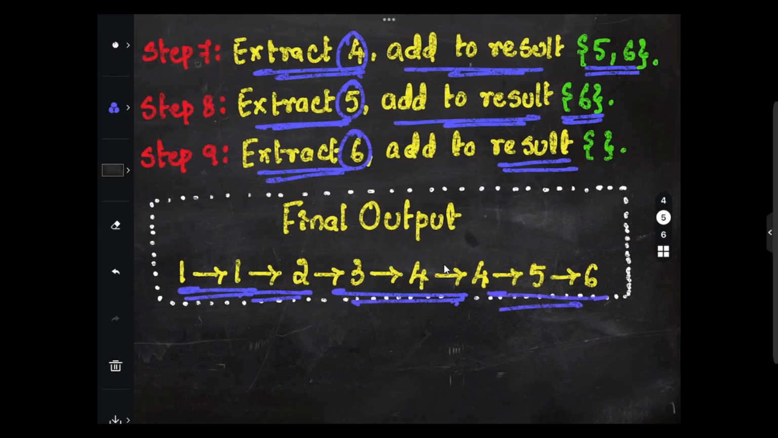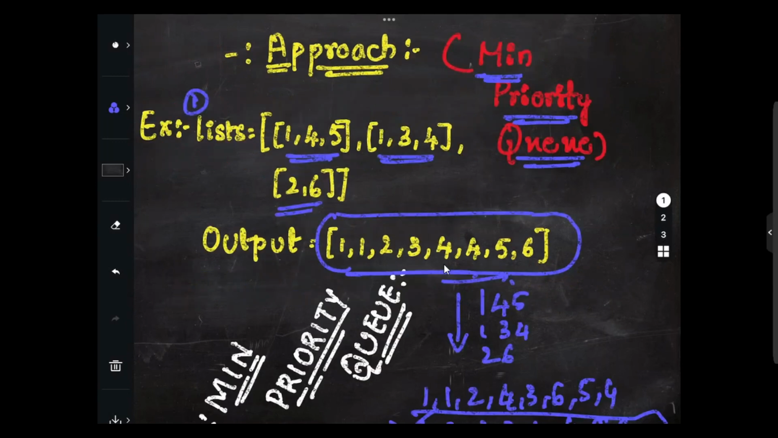This is the final output that we got, which is equivalent to the output they have given for example 1: 1, 1, 2, 3, 4, 4, 5, 6. This is the output we got, equivalent to the output given for example 1 in the question. So the approach works absolutely correctly in this case.